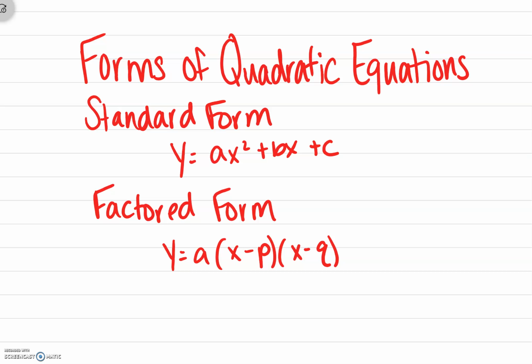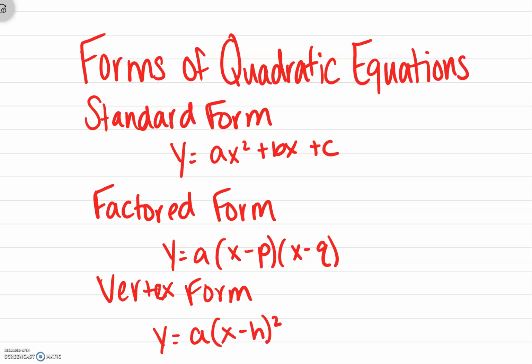And last we have vertex form, which is written in the form of y equals a times the quantity of x minus h squared plus k. So I'll give you a second to get those written down. Now there are special characteristics that each one of these forms of equations tell us, but we'll learn that at a later date.